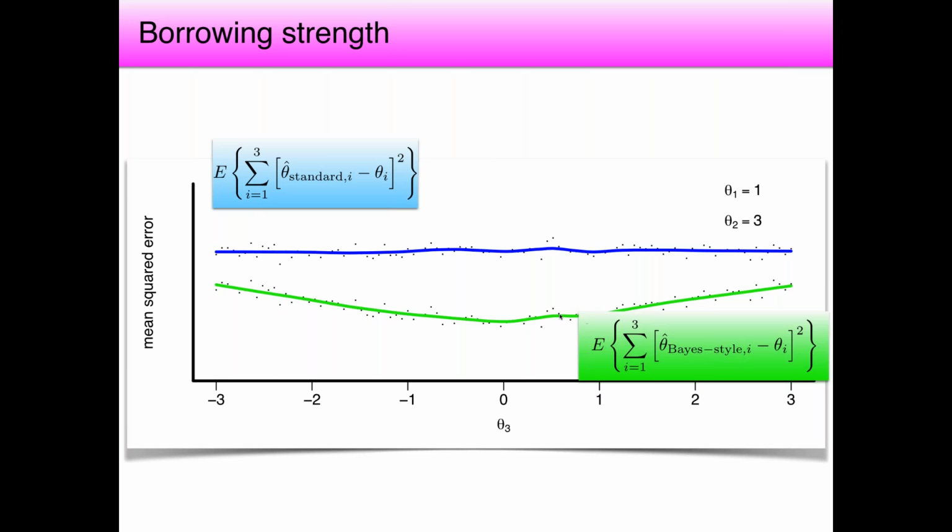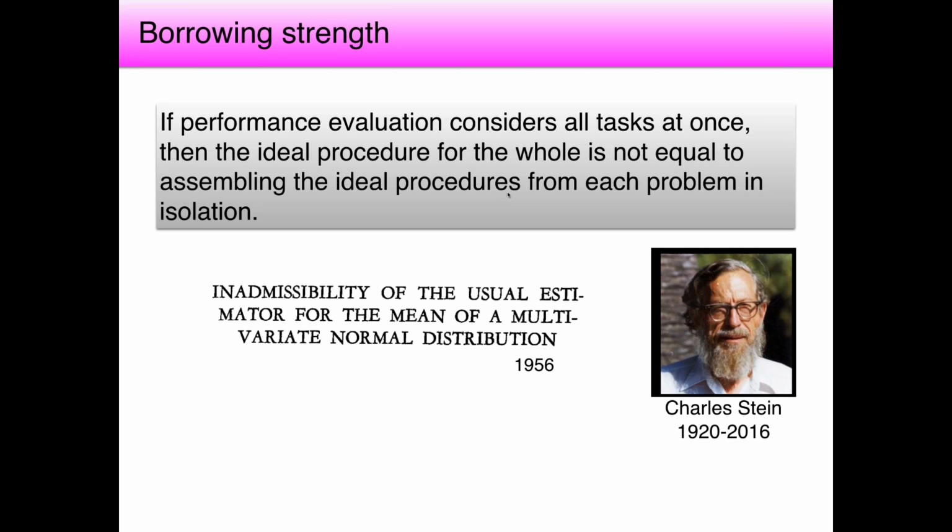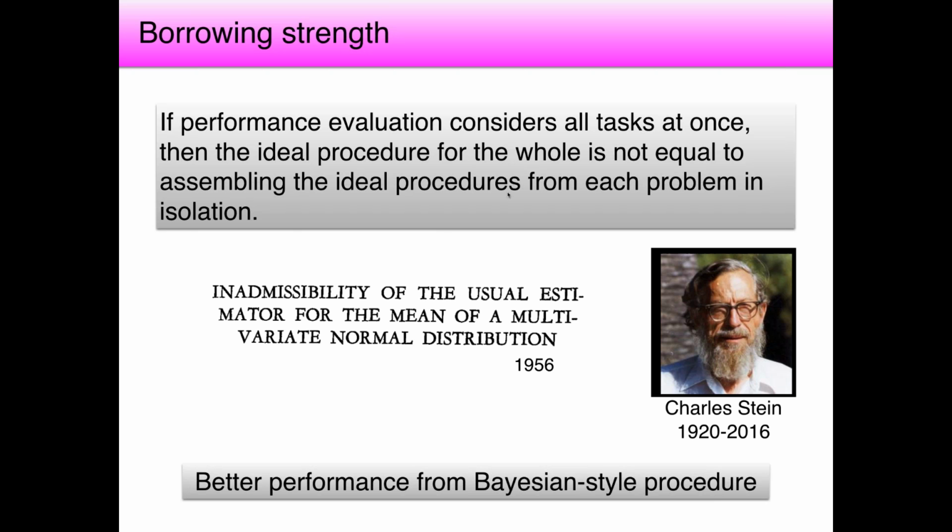Uniformly smaller. So this is a fundamental finding from way back, that if performance evaluation considers all the tasks at once, all those related but separate problems, then the ideal procedure for the whole thing is not taken by assembling the ideal procedures for each problem taken in isolation. A fundamental fact that James-Stein figured out, and that, in fact, you can actually do better in frequentist terms by using some kind of a Bayesian-style procedure. Okay, how does this actually work?